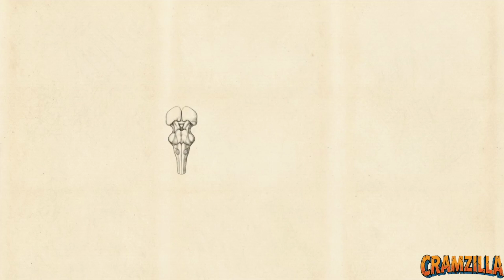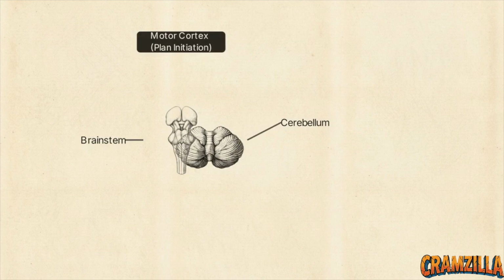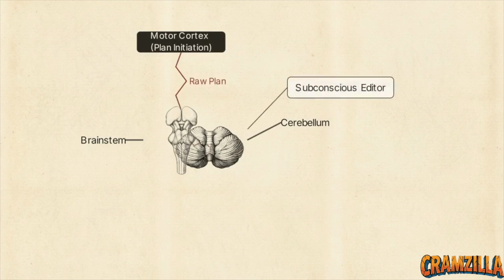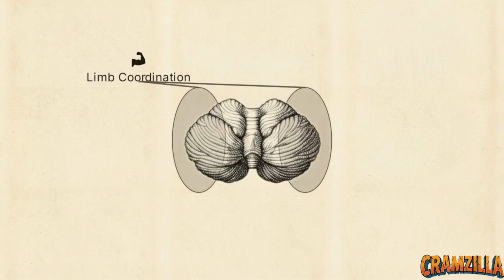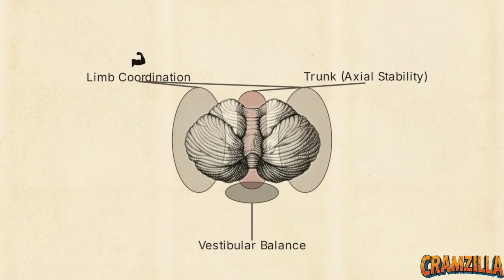Positioned immediately posterior to the pons and medulla is the cerebellum. The cerebellum does not initiate voluntary movement. Instead, it receives the motor plan and refines it. It calculates the necessary adjustments for coordination, precision, posture, and speech smoothness. Structurally, lateral hemispheres control limb coordination, the central vermis controls the trunk, and the inferior flocculonodular lobe manages vestibular balance.